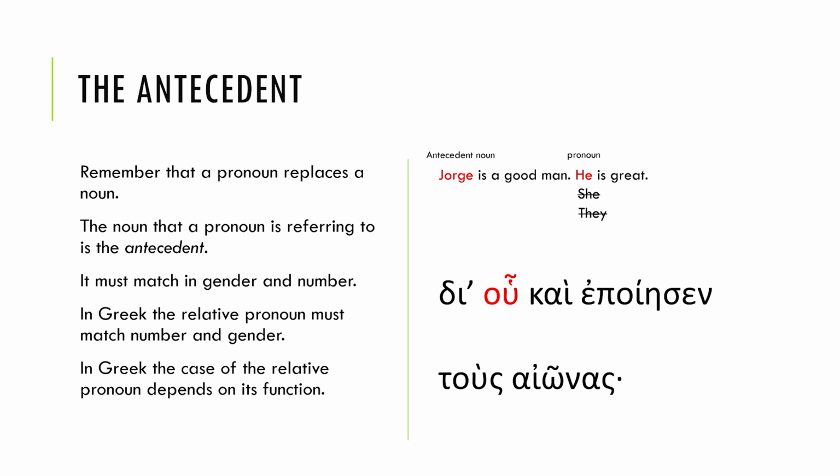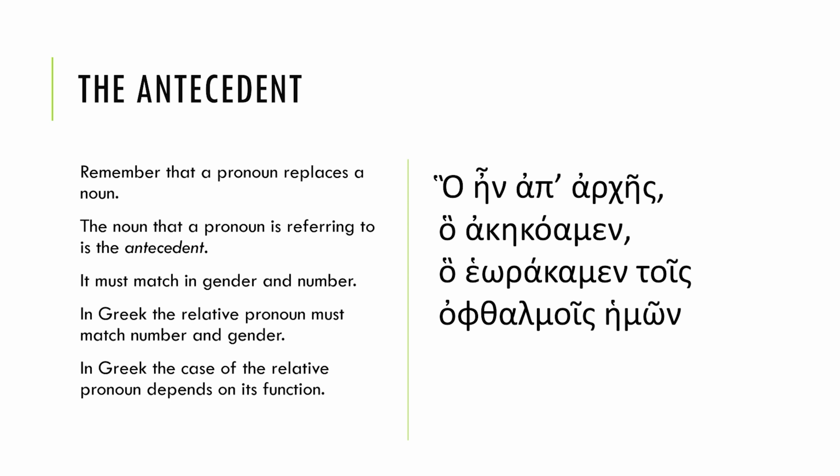Let's look at an example here. So here we have something from 1 John 1:1. Ho en arches, ho akekoamen, ho heorakamen tois ophthalmois hemon. And notice that here you've got the relative pronoun three times. This is the beginning of the letter of First John, and there is no antecedent here.